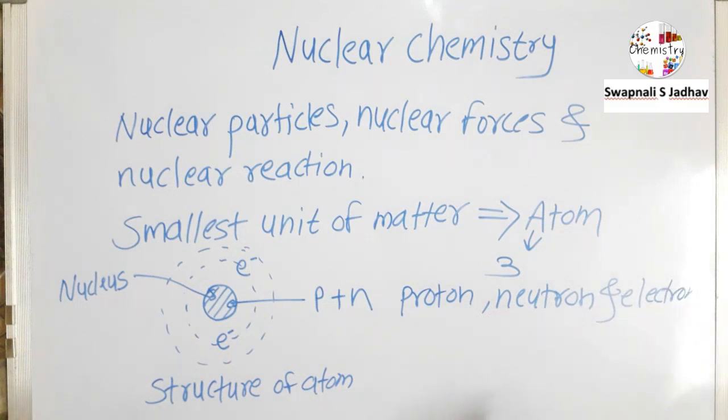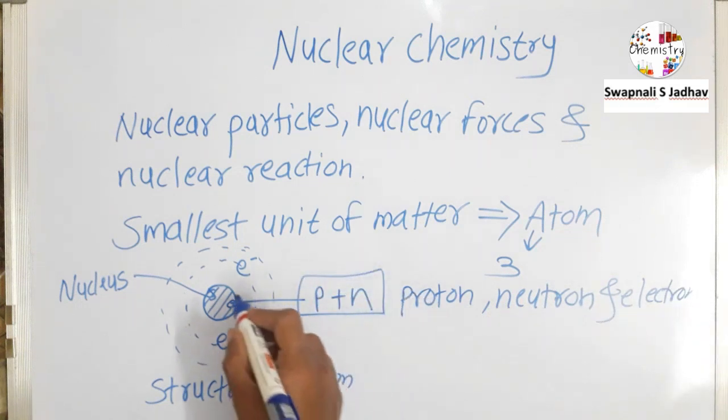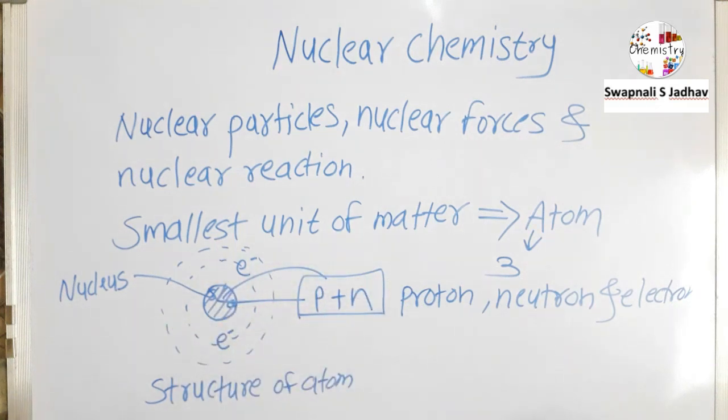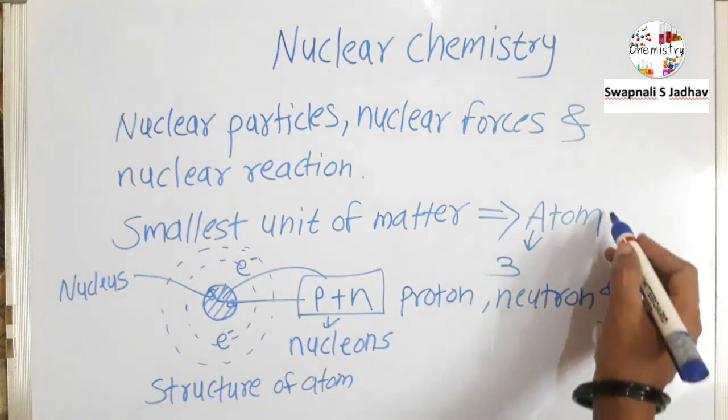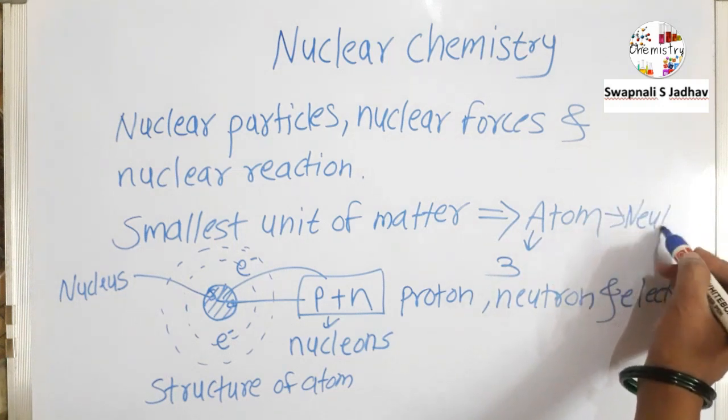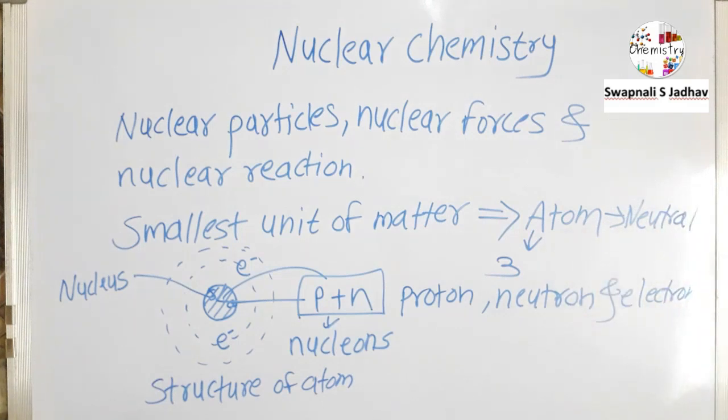So from that, proton and neutron are present in the nucleus. They are called as the nucleons. So in atom, number of protons is always equal to number of electrons. Therefore atom is electronically neutral. Okay, atom is always neutral. Why neutral? Because number of protons is equal to number of electrons.